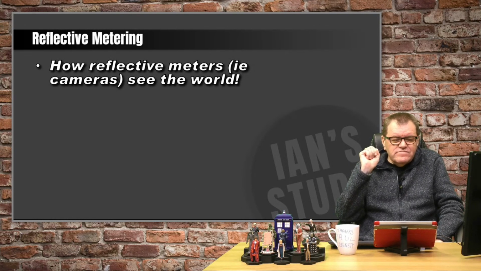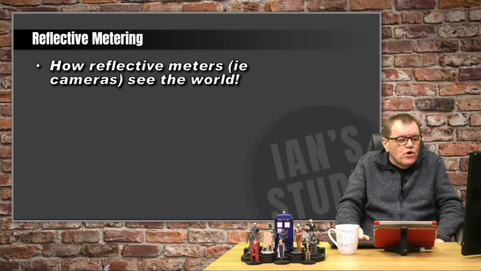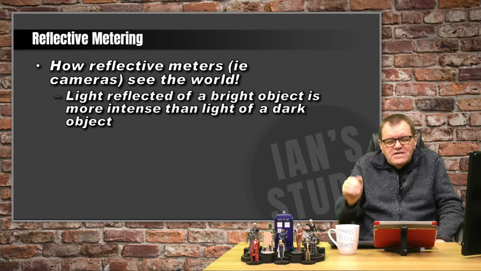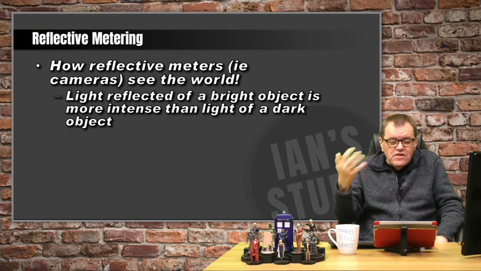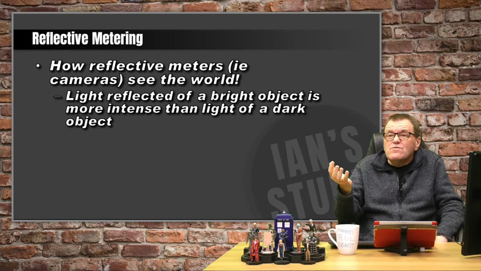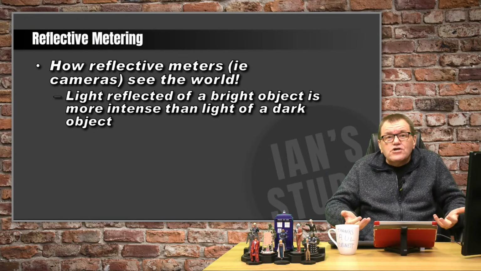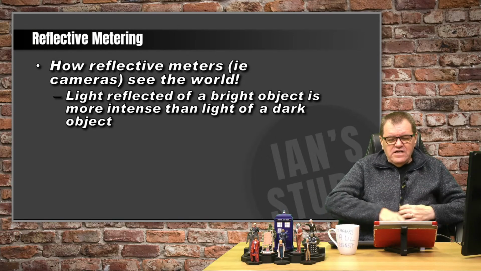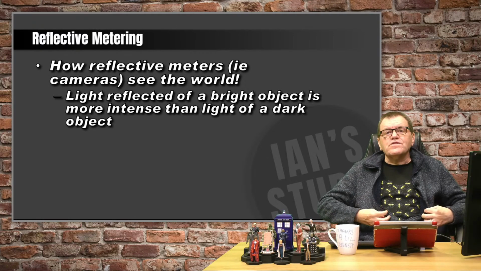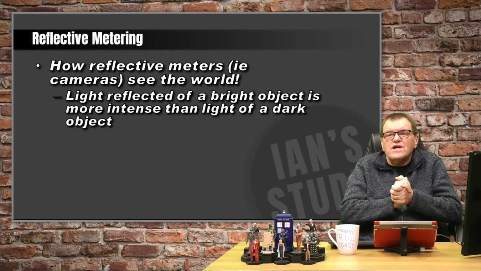Now, let's just talk about how reflective meters or cameras actually see the world. Reflective light from a bright object is much more intense than light off a dark object. Fairly obvious, you might say. If I was wearing a white shirt, it would reflect more light than the black shirt, well, black shirt with the yellow bees on it that I'm currently wearing. And that's fairly obvious, isn't it?